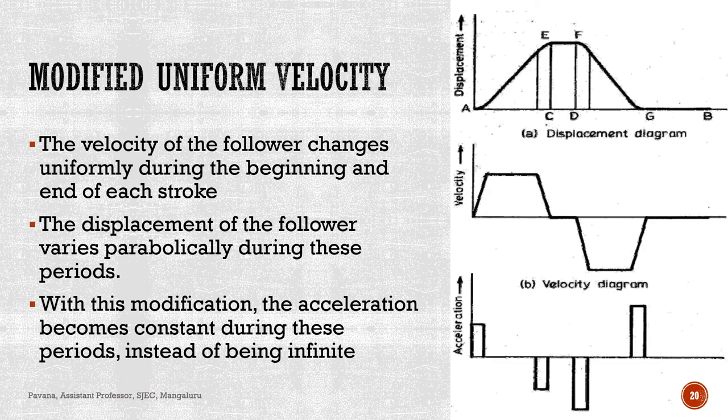If you modify, you can see here the curve, the displacement diagram. There is a small curve taking place at the starting and end. This is the parabolic shape the curve takes because of the small modification we make in the velocity. With this modification, the acceleration becomes constant during these periods.